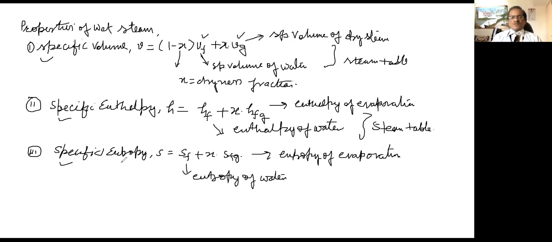So in this way, we have studied how to read the values of the properties like specific volume, specific enthalpy, and specific entropy for the dry steam, for the water, for the superheated steam, as well as for the wet steam also. Okay, so this is all about how to use the steam table and read the properties from it. Thank you.